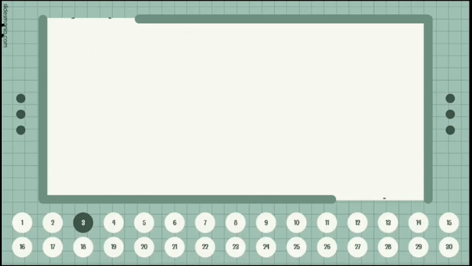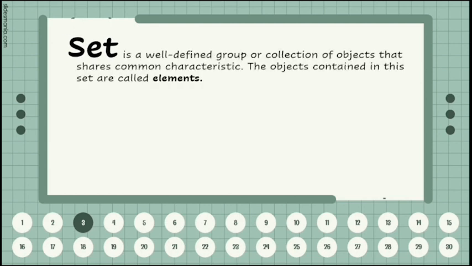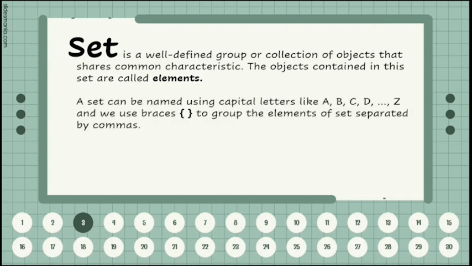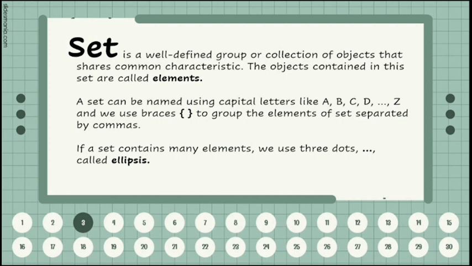So first, let us define what is a set. A set is a well-defined group or collection of objects that share a common characteristic. The objects contained in these sets are called elements, right? Sets can be named using any capital letters like A, B, C, D, and so on up to Z. And we use these braces to group the elements of sets, separated by commas. And if a set contains many elements, we use these three dots, and this is called an ellipsis, right?